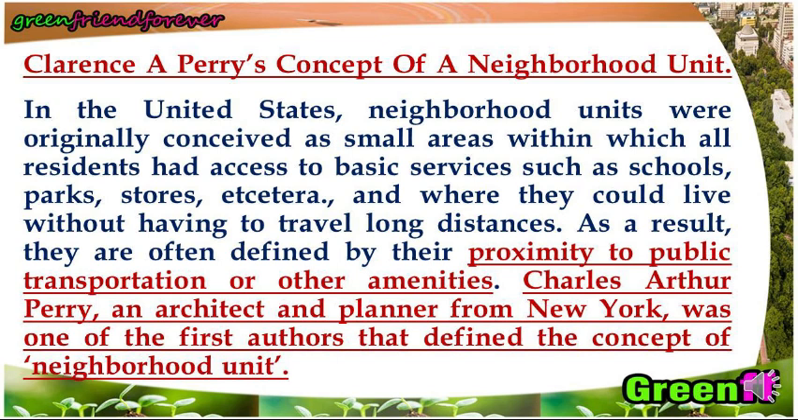Clarence Perry's concept of a neighborhood unit. In the United States, neighborhood units were originally conceived as small areas within which all residents had access to basic services such as schools, parks, stores, etc., and where they could live without having to travel long distances. As a result, they are often defined by their proximity to public transportation or other amenities. Clarence Arthur Perry, an architect and planner from New York, was one of the first authors that defined the concept of neighborhood unit.